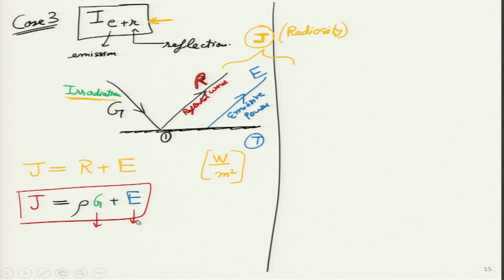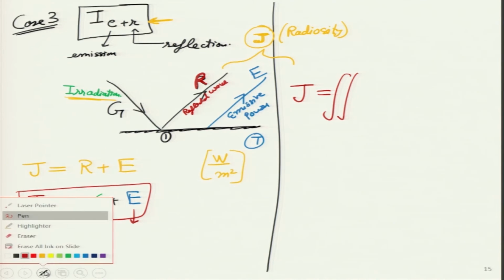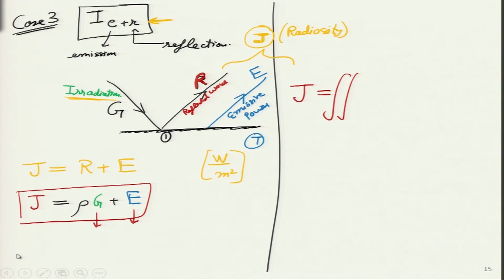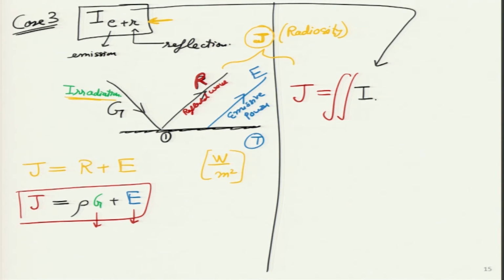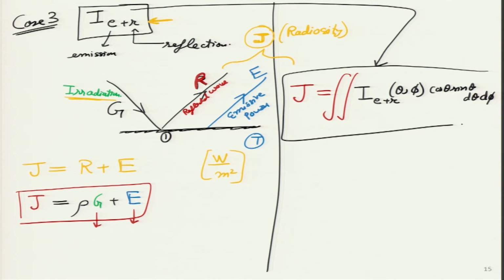In other terms, I can write J using that particular double integral, and now instead of using I_I and I_E, I will plug in this parameter: the emitted plus reflected radiation intensity combined, a function of theta and phi, into cos theta, sin theta, d theta, d phi. I do this double integral, and I get the value of J, which is defined as radiosity.